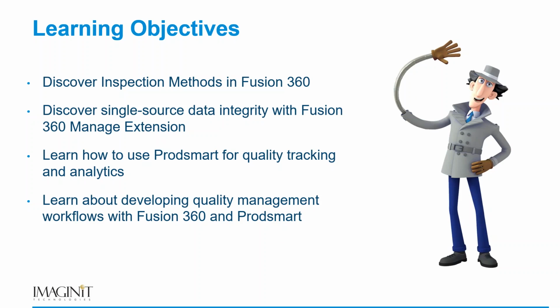So our objectives today are to discover inspection methods inside of Fusion 360. We're going to take a look at that, as well as traditional inspection methods as well. We're going to discover some single source data integrity with Fusion 360 Manage extension. We're going to learn how to use Prodsmart for quality tracking and analytics. Now, Prodsmart is an enormous product. There's a lot of things to it, but we're going to focus really just on quality and really how it's set up initially to get going. And we're going to learn about developing quality management workflows between Fusion 360 and Prodsmart. Now, that's a little bit smaller of a portion. We're going to hit that right at the end, but you're going to see really how those systems can start to come together.